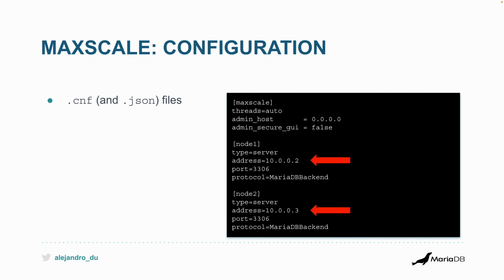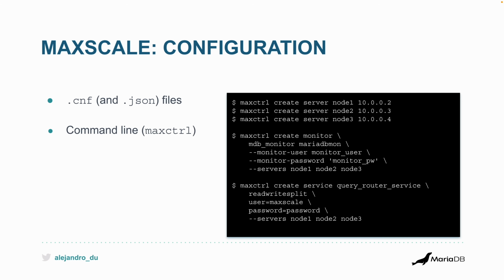Address, the first one is 10.0.0.2. The port is 3306, which is the default for a MariaDB database, and the protocol is actually a MariaDB backend. So it seems that this is a MariaDB database living at 10.0.0.2. Same with node 2. So we're defining 2 servers. You can define more things, but this is just a quick example.